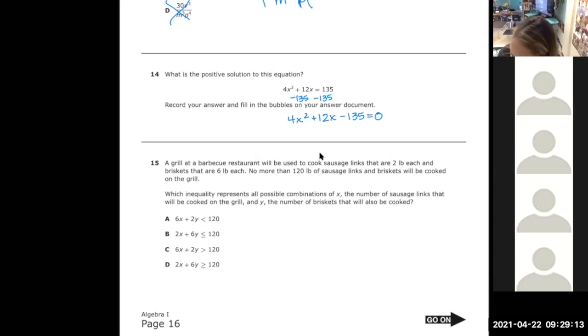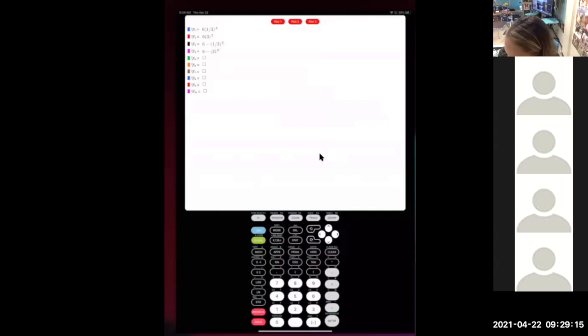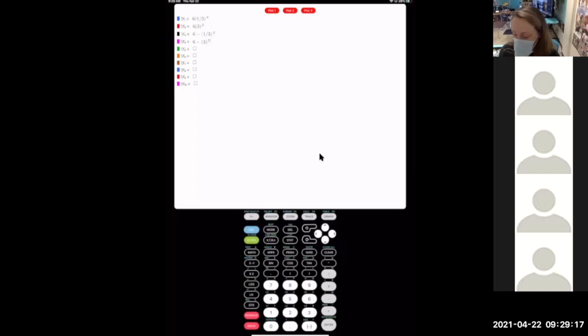So let's scooch over to the calculator. I'm in y equals right now, so I'm going to clear what's in there. And I'm going to plug in my formula. So it was 4. Remember, the x button is next to alpha. Squared is 3 buttons below alpha. Plus 12x minus 135. We don't put equals 0. We hit graph.